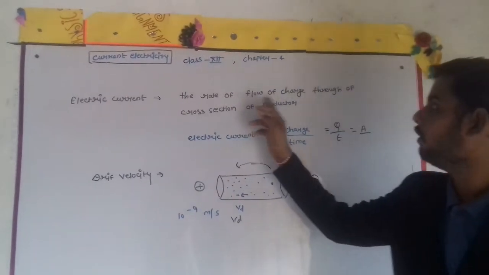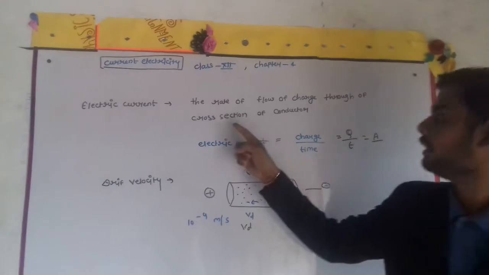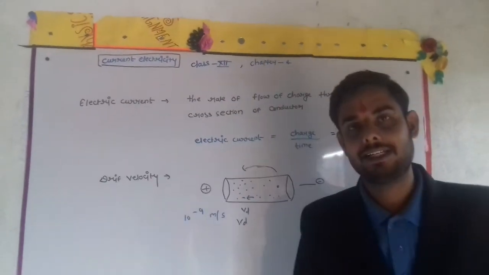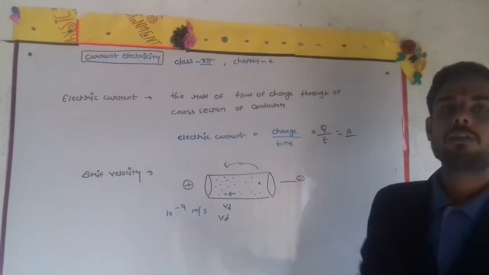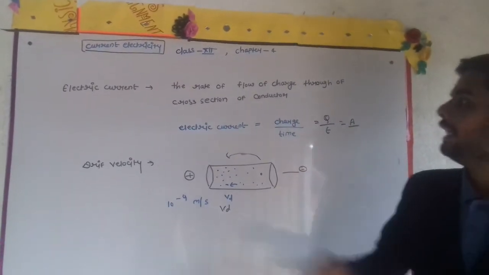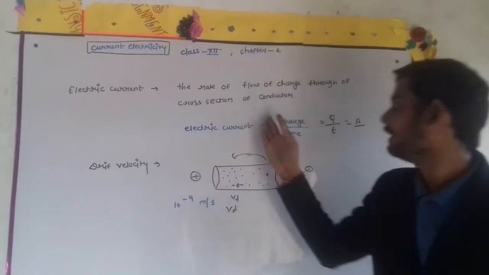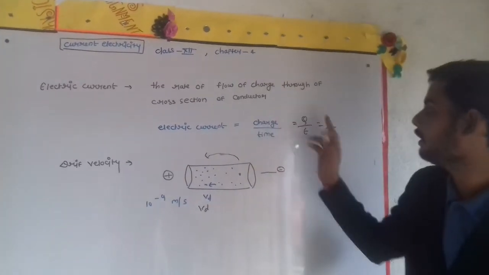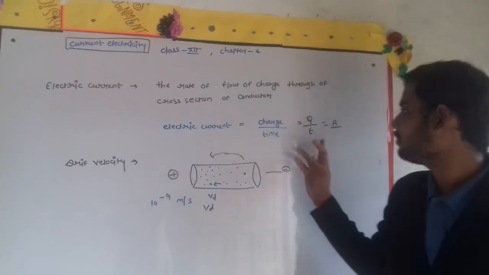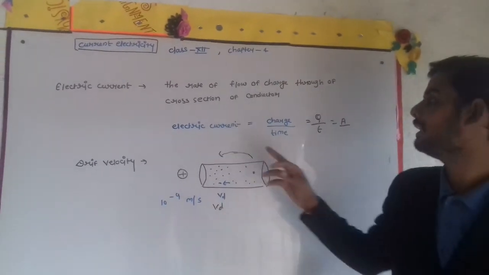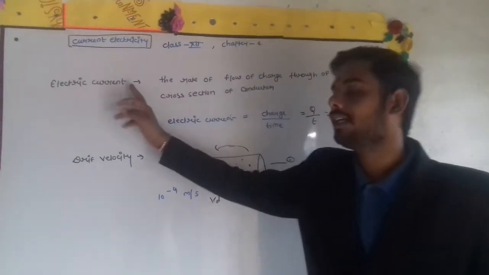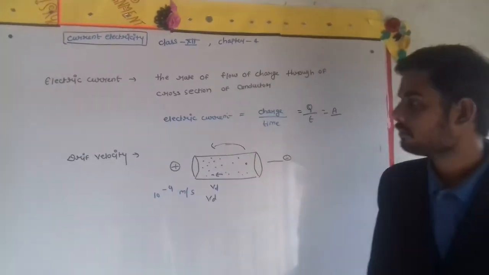The rate of flow of charge through the area of cross section of a conductor is known as electric current. Electric current is generally defined as charge upon time. If the charge flowing through a circuit is Q and it is flowing in time t, then electric current is represented by I equal to Q upon t. The unit of electric current is ampere.